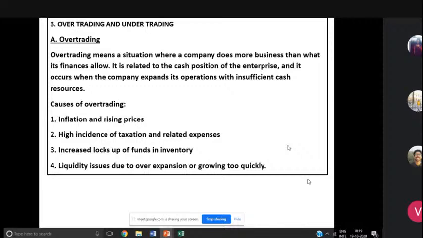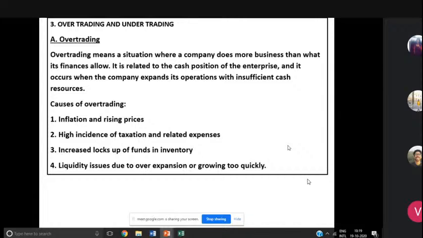Last, liquidity issues due to overexpansion or growing too fast. Very, very clear it is. You are going to face liquidity issues in the initial stage. Therefore, you should simply relax. It is a new business. Definitely, you are going to face the liquidity issues. And if you can manage liquidity issues without any legal complication, definitely you will survive in the field. I think it is very, very clear to you.